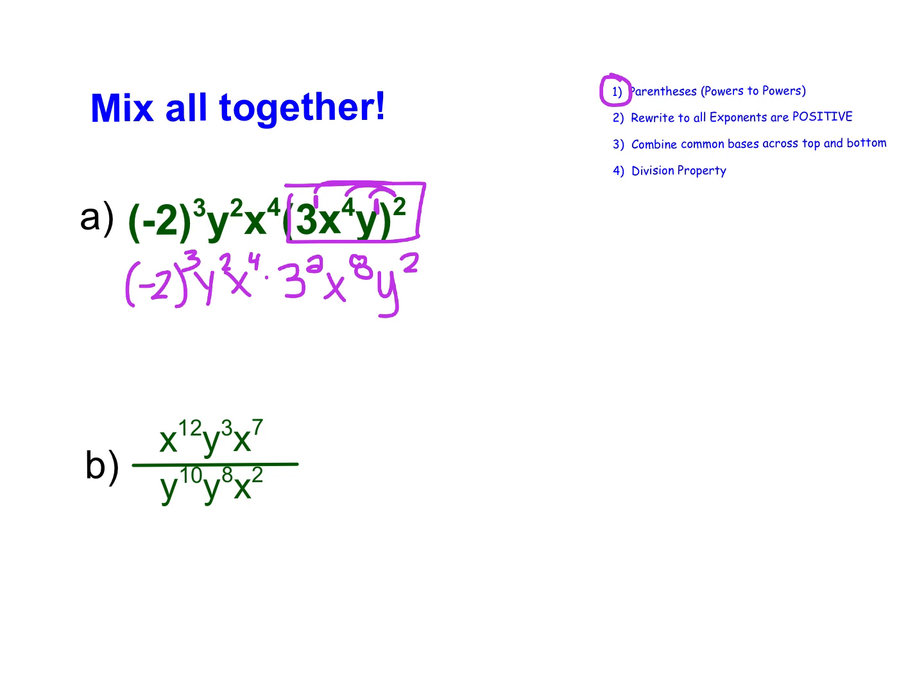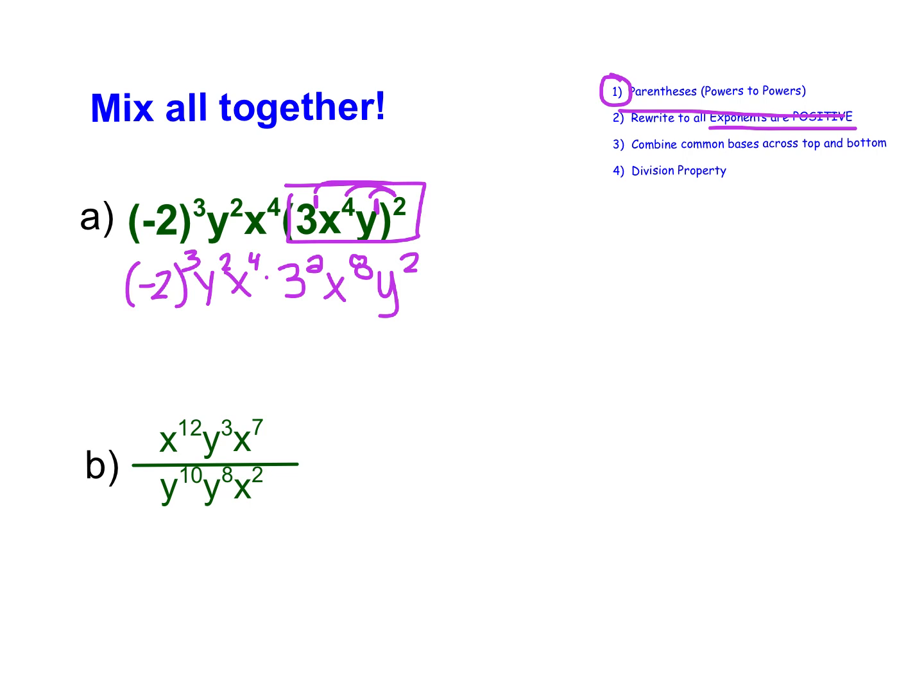Then from here, we're going to rewrite all exponents to be positive. But in this case, we can see that every single exponent for every single term is positive. So we don't need to do this step here with example A. Then we're going to combine bases across the top and bottom. Now this one, luckily, we only have a numerator. We don't even have a denominator.